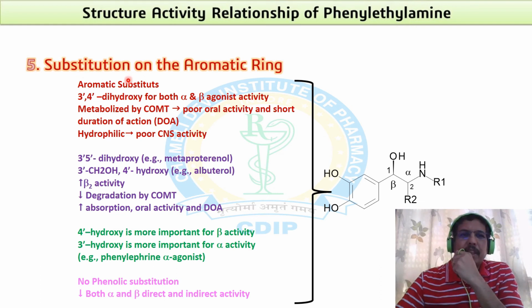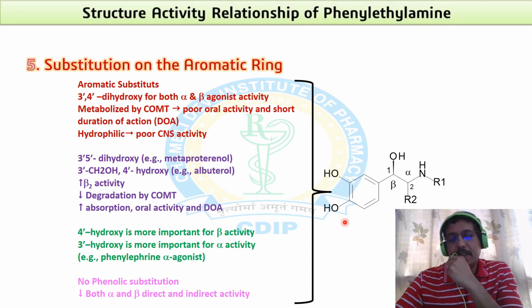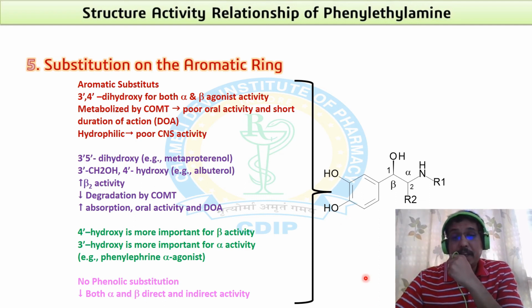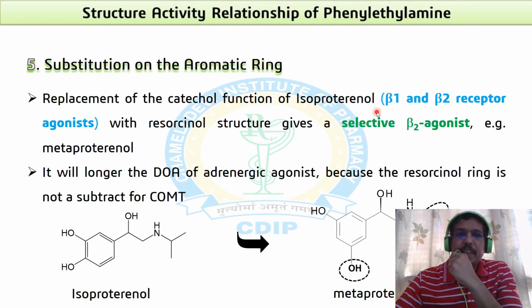Then there is the fifth position where we make different modifications, and again these modifications may be responsible for selectivity towards the alpha receptor or towards the beta receptor. Apart from that, for the hydroxy group, if we change its positions, then the compounds may change from direct acting to indirect acting. So we take one by one the different conditions which arise when we change things.